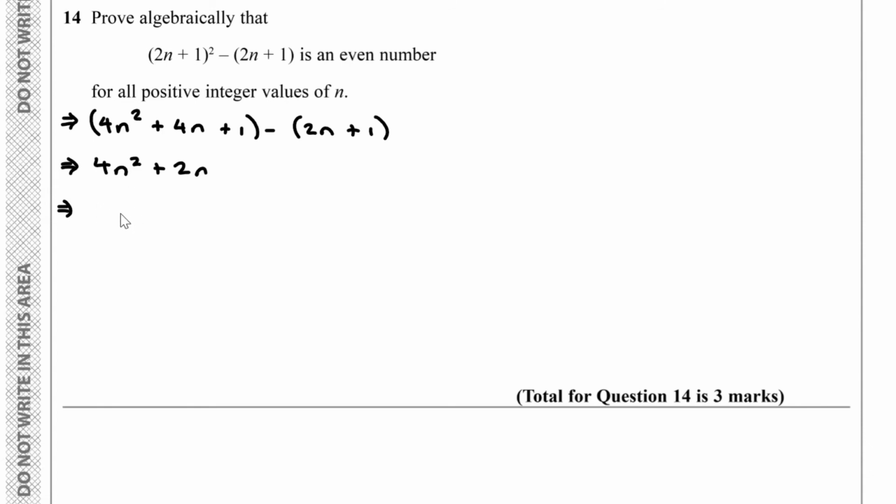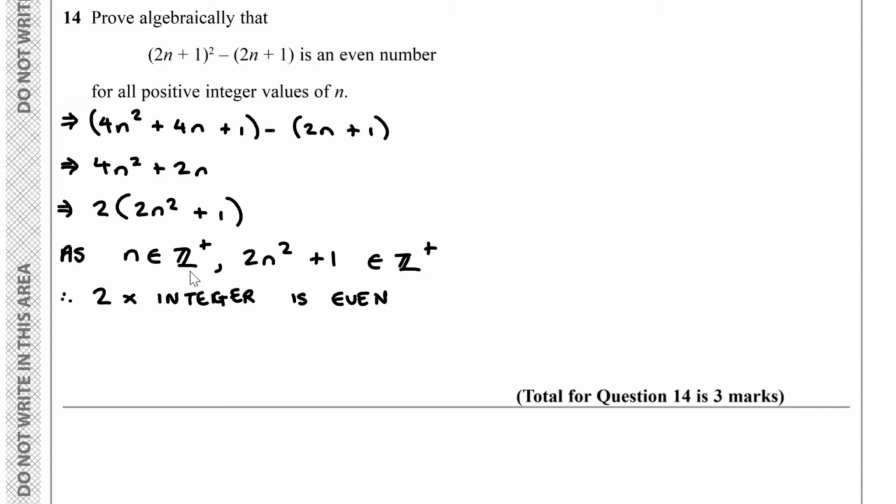And we can tidy this up even further. We can take out a 2 as a common factor. So we have 2 lots of 2n squared plus 1. And of course, because n is a positive integer, 2n squared plus 1 will also be a positive integer. So 2 times by a positive integer is even. So let's just write that down. So as n belongs to a set of positive integers, 2n squared plus 1 also belongs to a set of positive integers, and therefore 2 times by an integer is even.